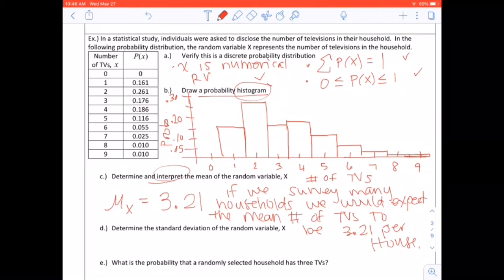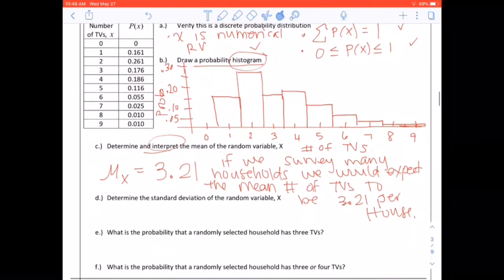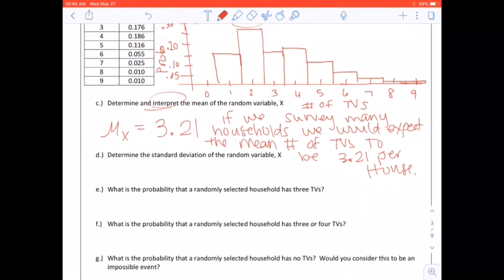The next one says determine the standard deviation of the random variable x, which you also saw on your calculator, and that is going to be, again, the standard deviation. We use the parameter sigma, and then you put little x, since we're talking about the random variable, is 1.74.